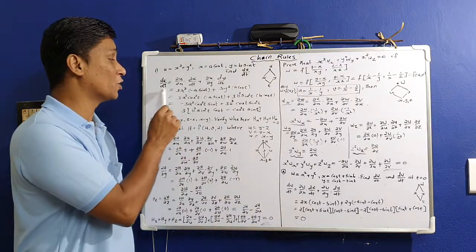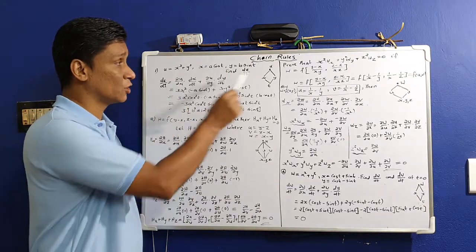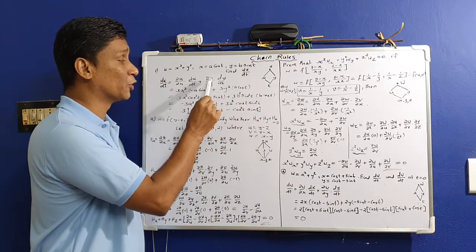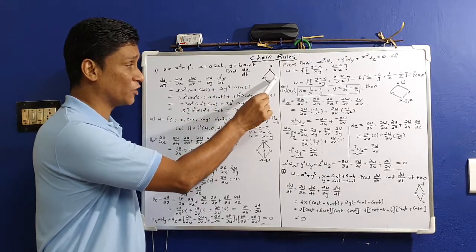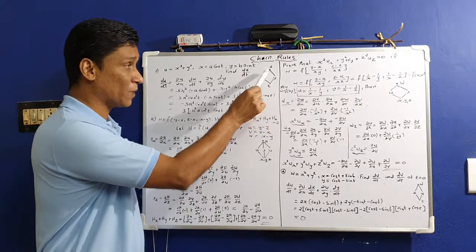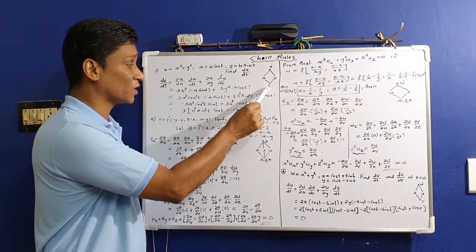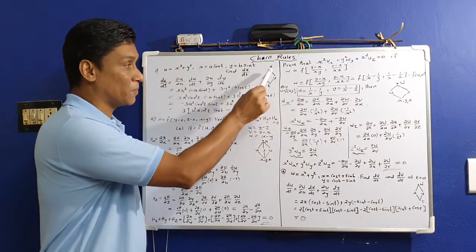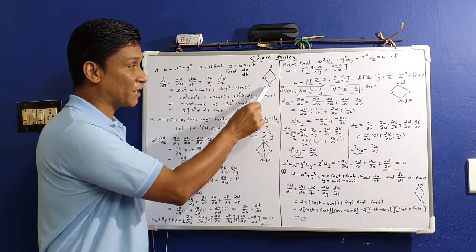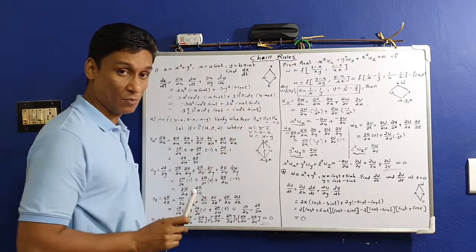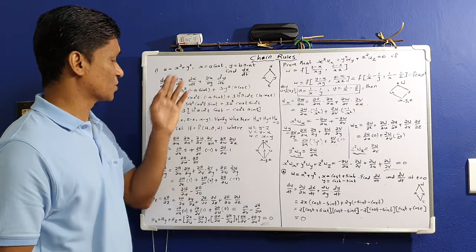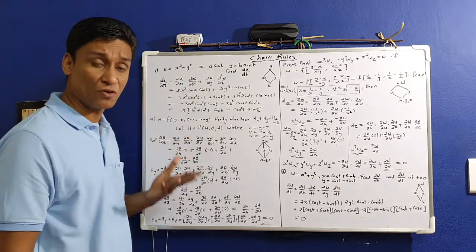du by dt equal to dou u by dou x into dx by dt plus dou u by dou y into dy by dt. Dx by dt, because x has only one variable, plus dou u by dou y into dy by dt, y also has a single variable. Now you just substitute these values from the given problem. That's all. You will get the answer directly.